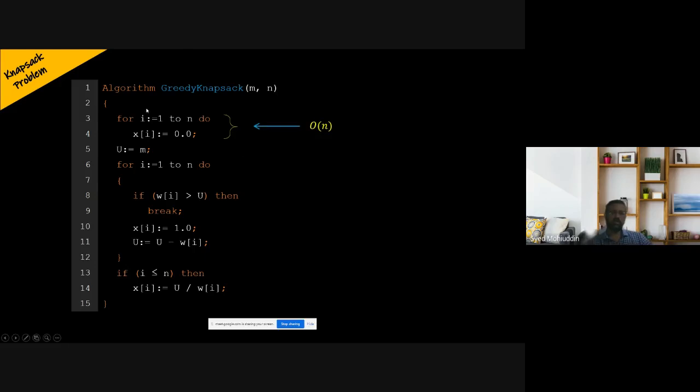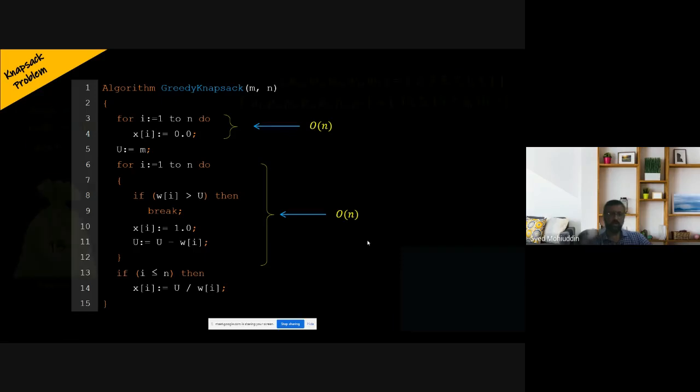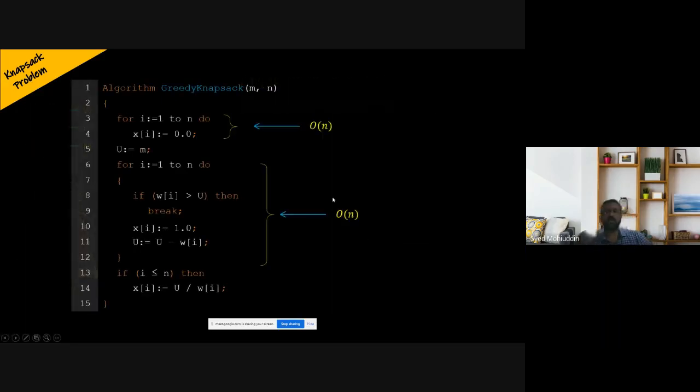Let us look at the time complexity. Obviously, this for loop runs for n number of times, so it is O of n. This entire for loop will also run O of n times. And the other statements are primitive statements. So the entire complexity of this greedy knapsack is O of n.